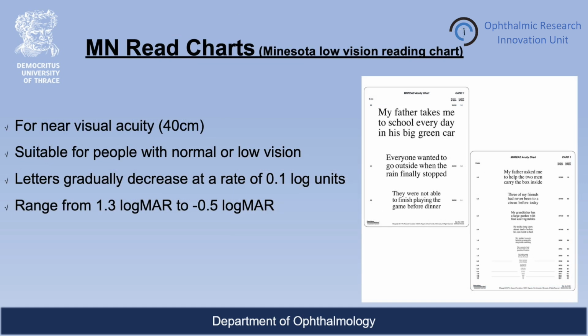The Minnesota Low Vision Reading Chart, or MN Read chart, is used for the near visual acuity measurement in people with normal or low vision. It consists of sentences whose letter size gradually decreases at a rate of 0.1 log units, from 1.3 logMAR to -0.5 logMAR. The examination takes place at 40 centimeters.